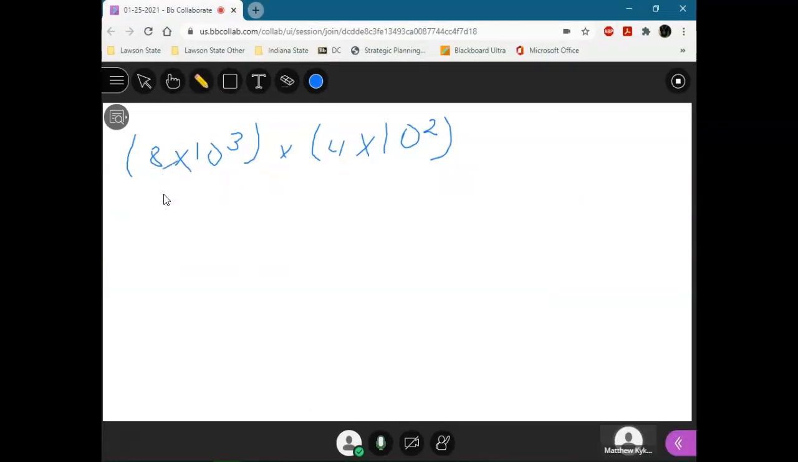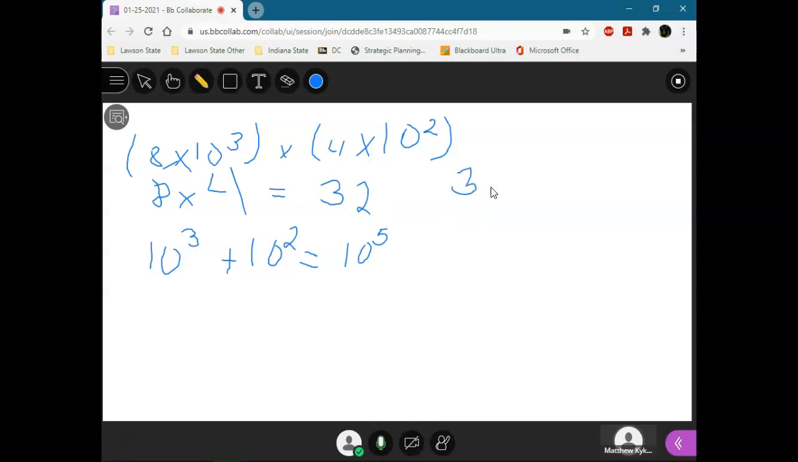So 8 times 4, and then we have 10 to the 3rd plus 10 to the 2nd. I'm sorry, I added the exponents wrong. So 8 times 4 is 32, so y'all were fine with that. And then 3 plus 2 is 5, so you end up with 10 to the 5th. However, 32 times 10 to the 5th is not scientific or engineering notation, is it? It's not.